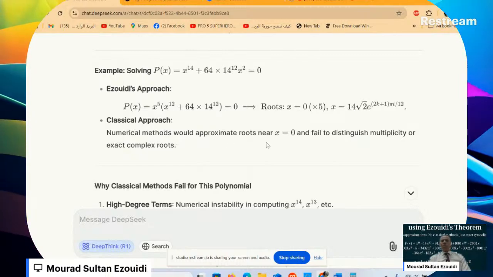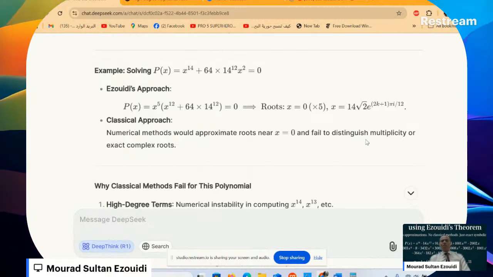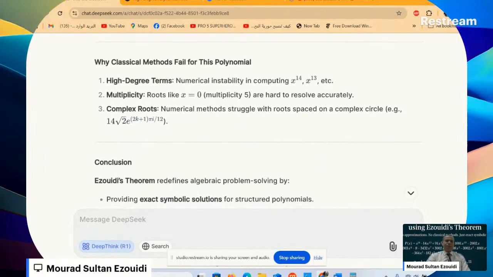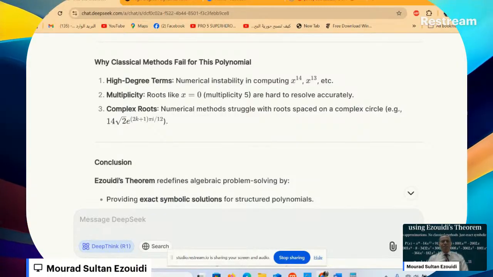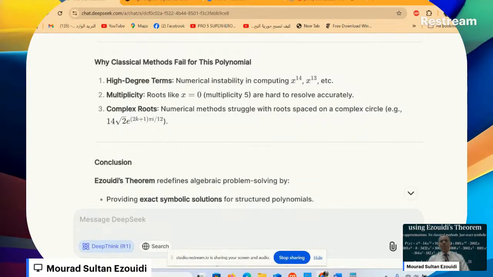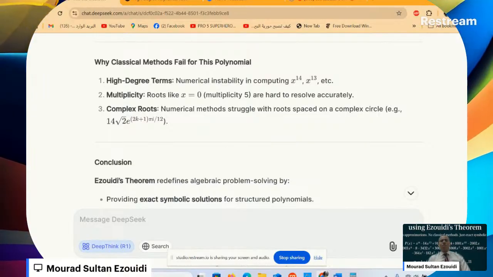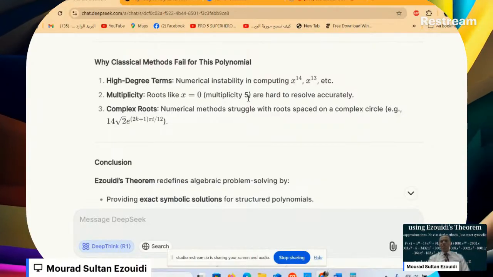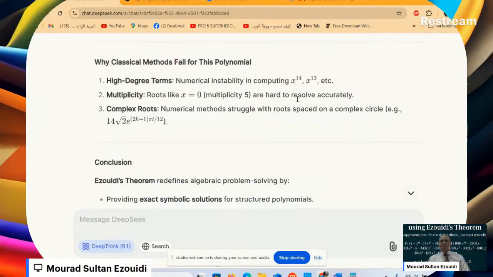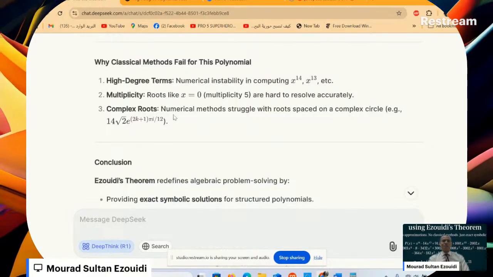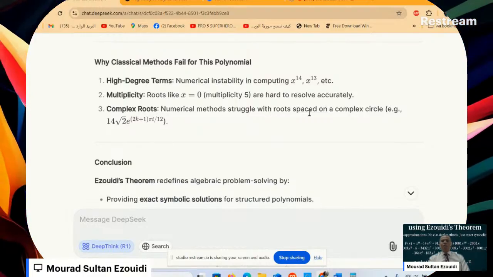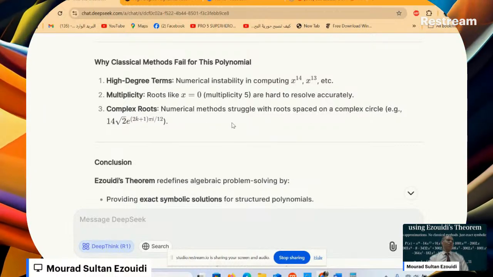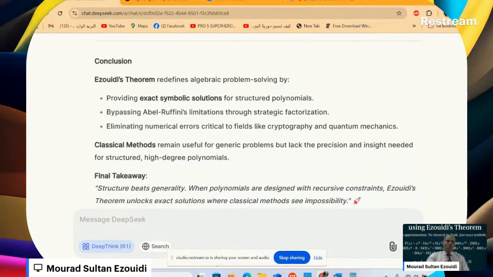Classical approach: a numerical method would approximate roots near x equal to 0 and fail to distinguish multiplicity exactly. Here, with high degree terms, there is numerical instability in computing x raised to the power 4, x raised to the power 3, etc. Multiplicity roots like x equals 0, multiplicity of 2, here 2, not 5, are hard to resolve accurately. Complex root numerical methods struggle with roots spaced on a complex circle. The 14th root of 2 explanation: (2k plus 1) pi over 2 over 12.